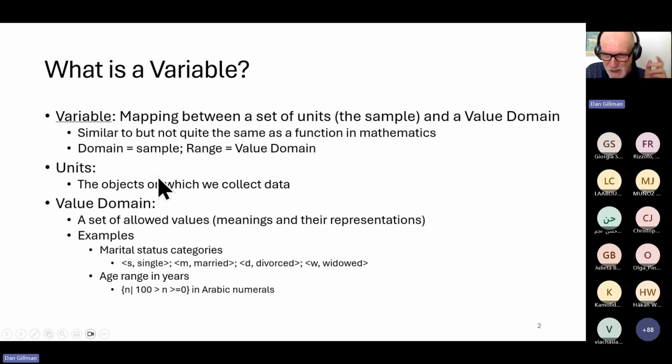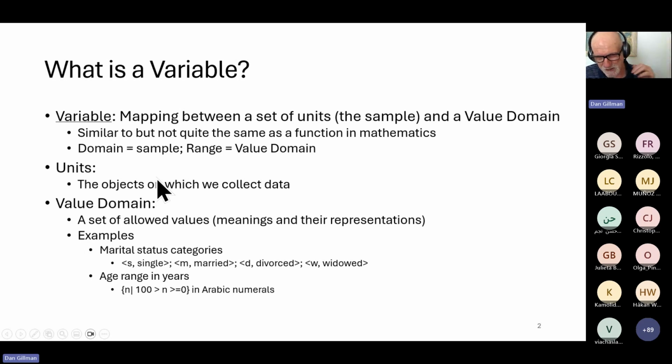So this idea is similar to a function in mathematics where the domain is the sample and the range is the value domain. So we talk about units, and these are the objects that we collect data on or about or from. They're the things that the data describe, and the set of them is called the sample. The value domain is the set of allowed values, the meanings and the representation that the variable takes.